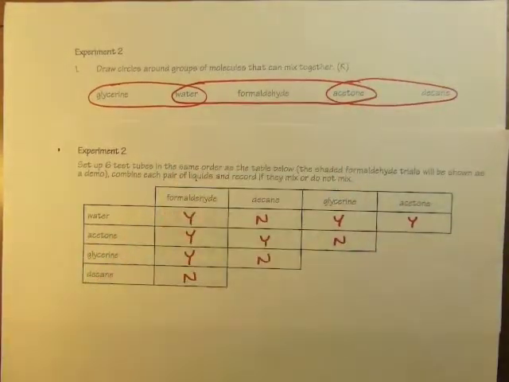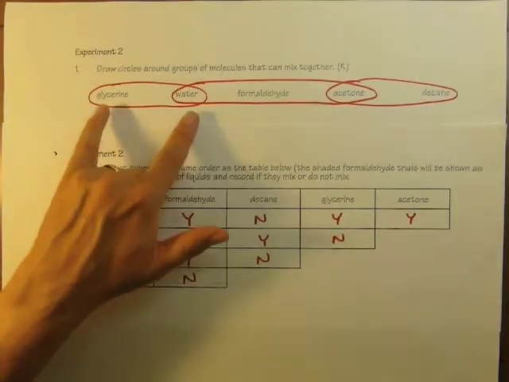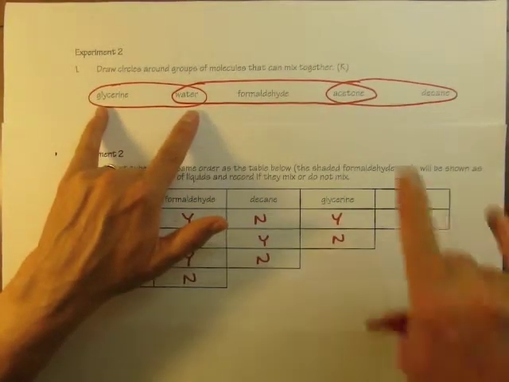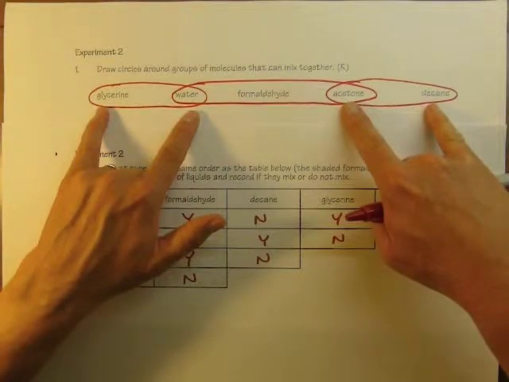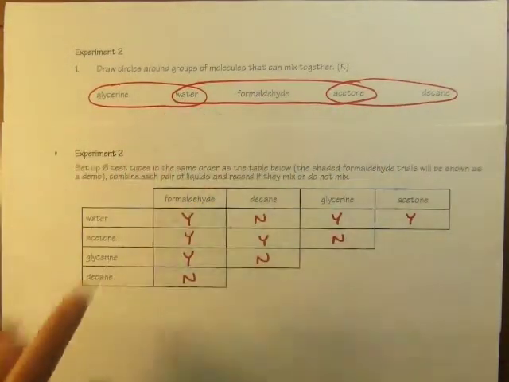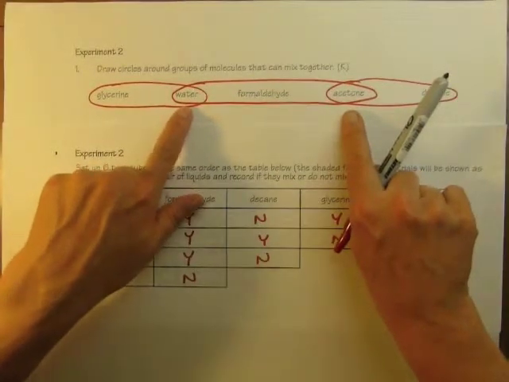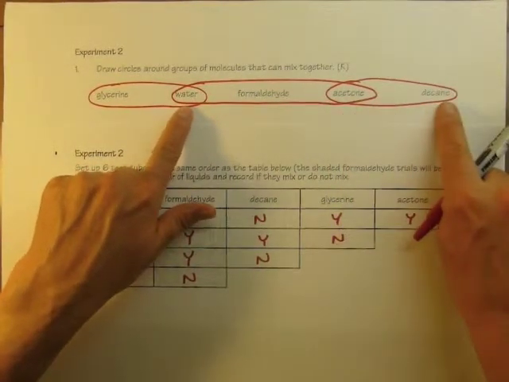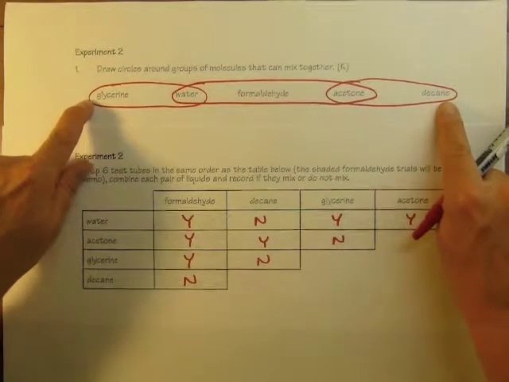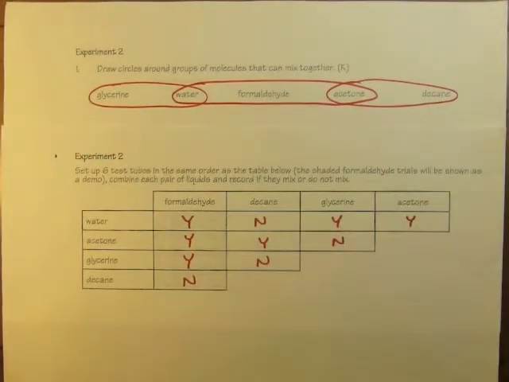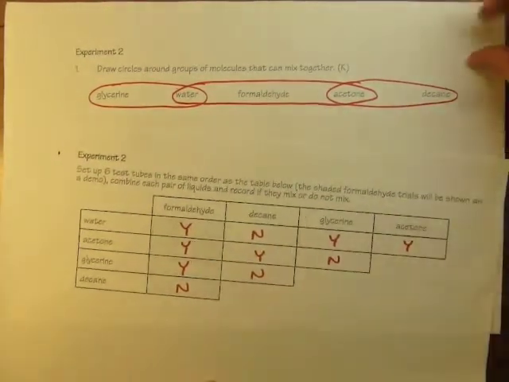So there are 3 groups of molecules. There's something about these 2 molecules that's very different from these 2 molecules. And formaldehyde seems to form a bridge there. It seems to have some properties that straddle the water and the acetone, but not enough to mix with decane and not enough to mix with glycerin. So what is going on with those molecules? Well, let's look at the next part.